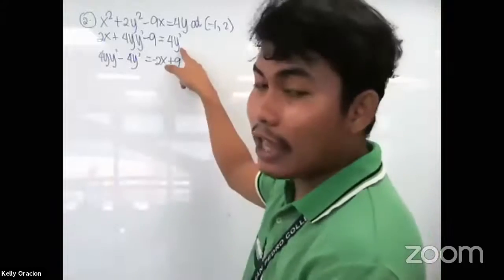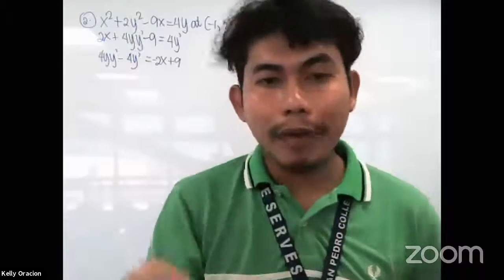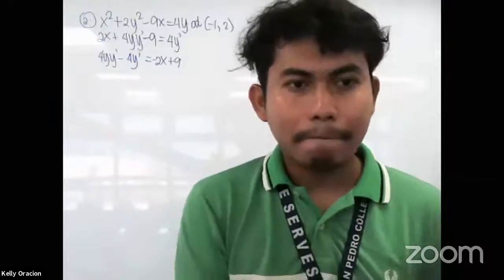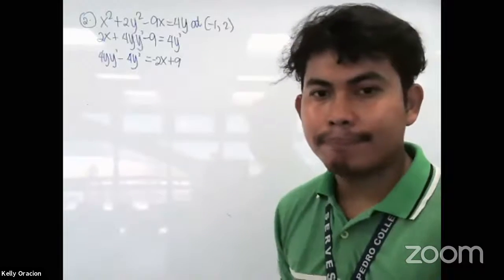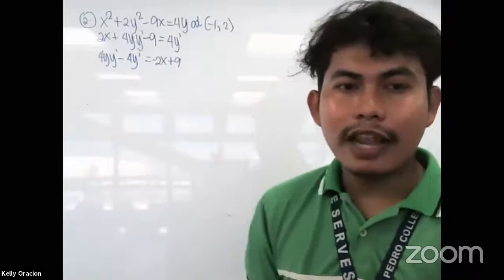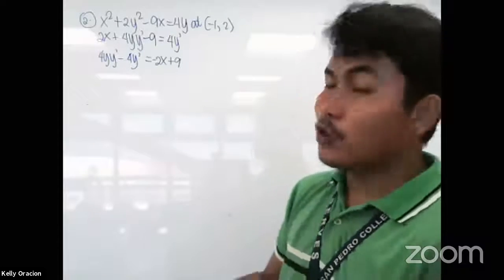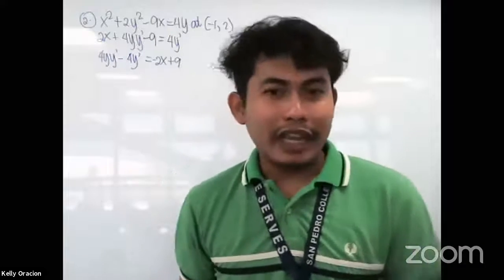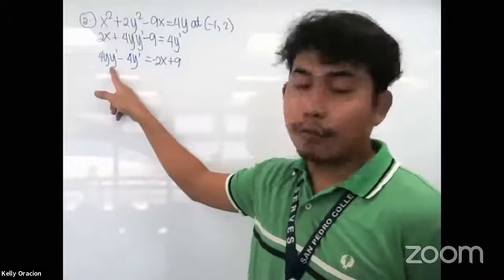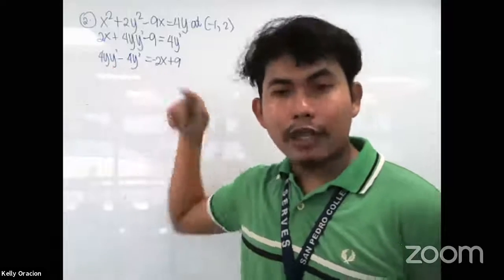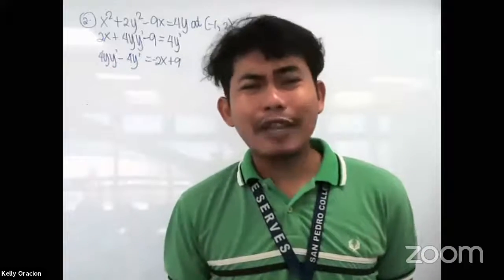So ito, combine like terms, and lahat ng y prime dapat nasa right side. Then negative 2x plus 9. The next, after this one, mayroon kang gagawin. Kasi, di ba, our goal is to find the y prime. Itong term na to merong y prime, itong term na to merong y prime. So ano yung gagawin natin?